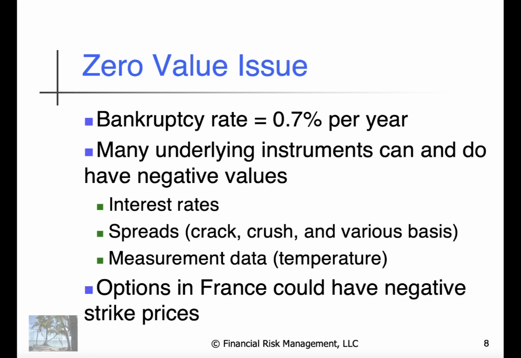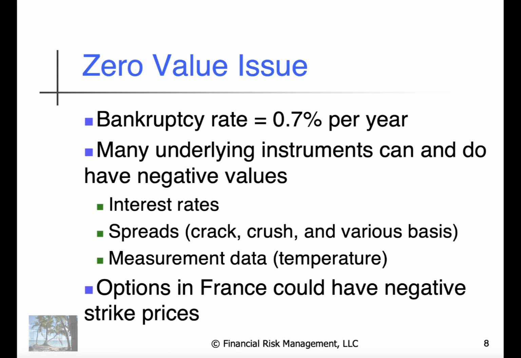There are several different issues to address when considering ABM versus GBM. One is the issue of zero value. Remember, GBM does not admit zero, and the bankruptcy rate is about 0.7% per year of stocks. Many underlying instruments can and do have negative values.